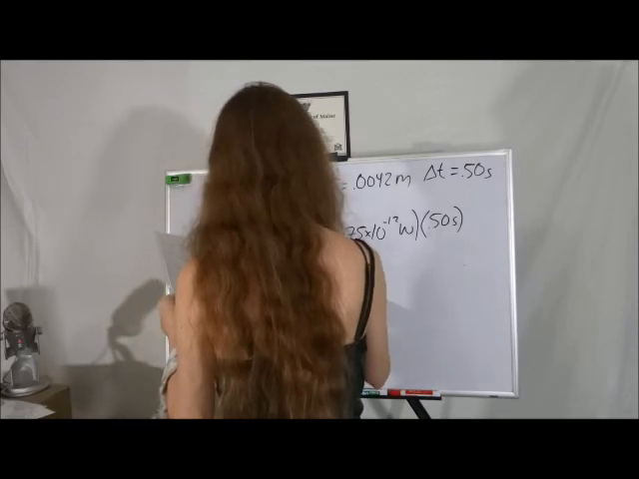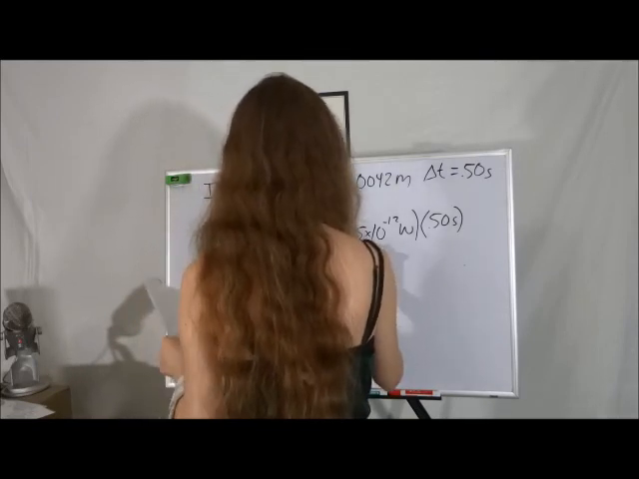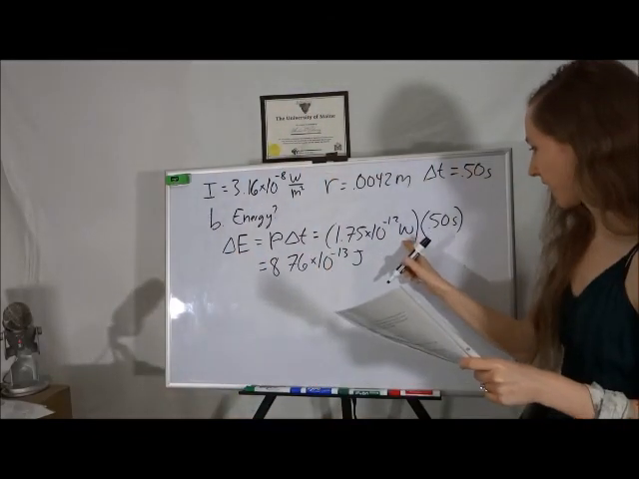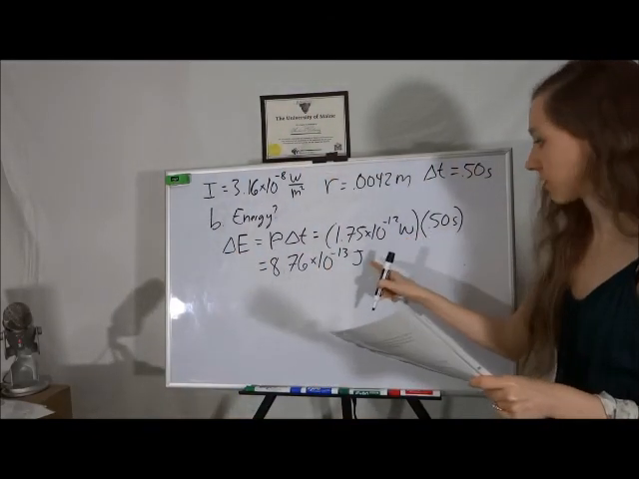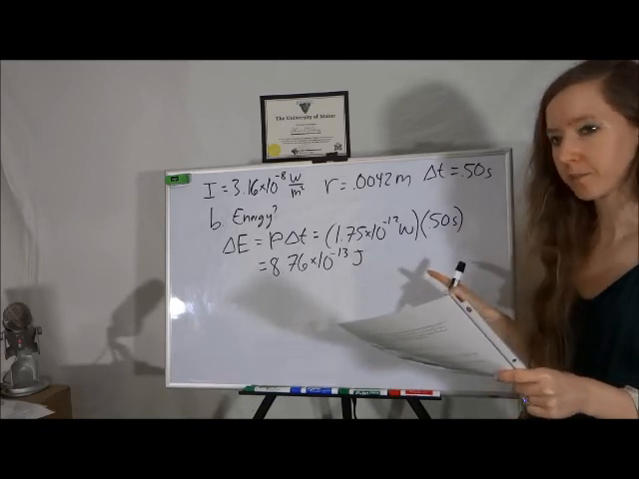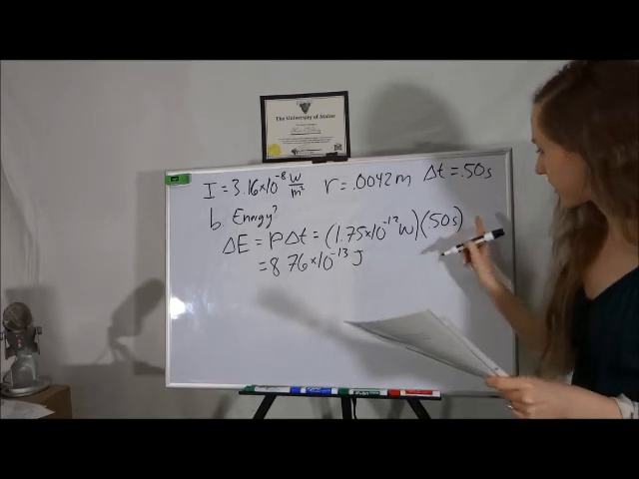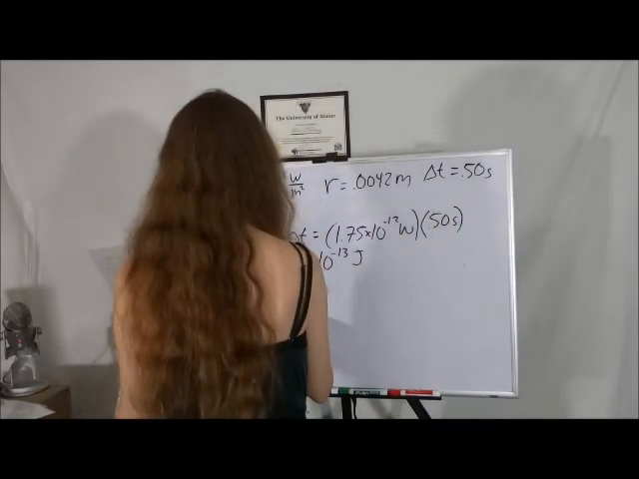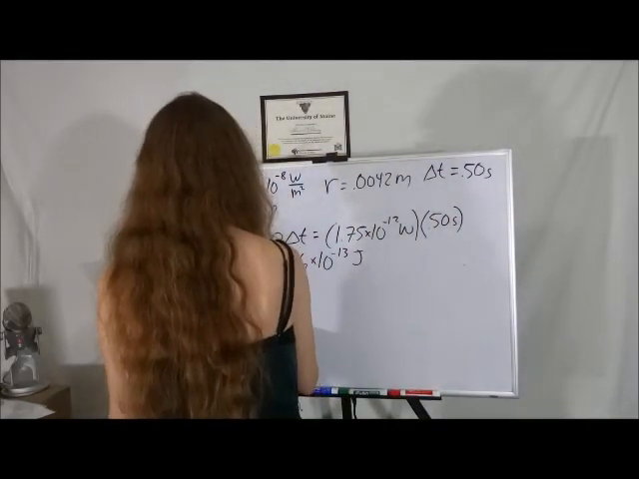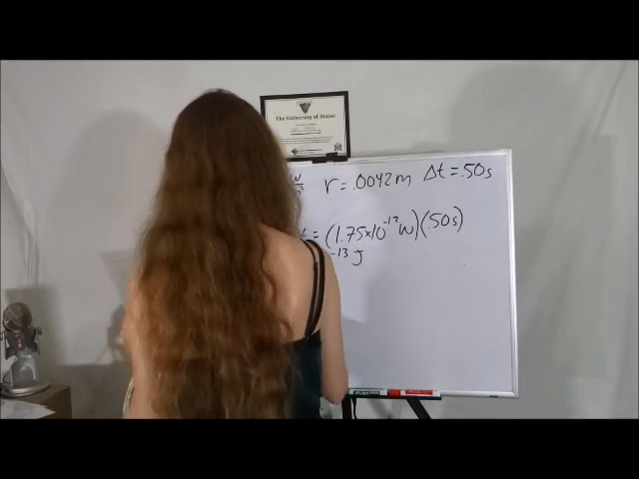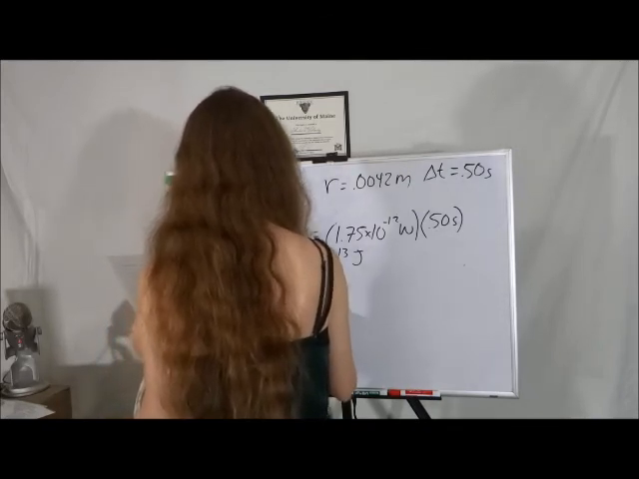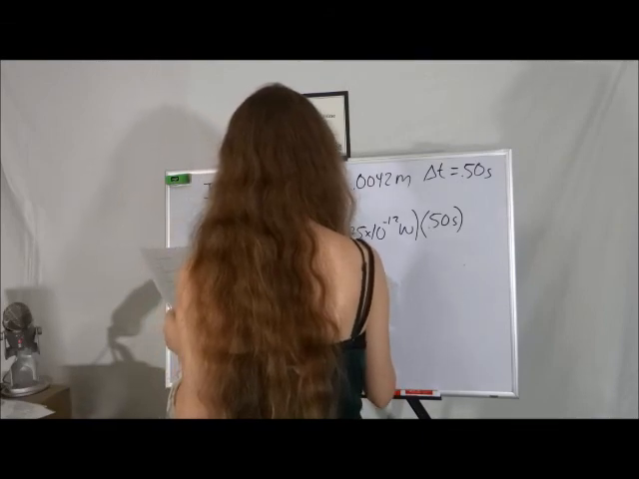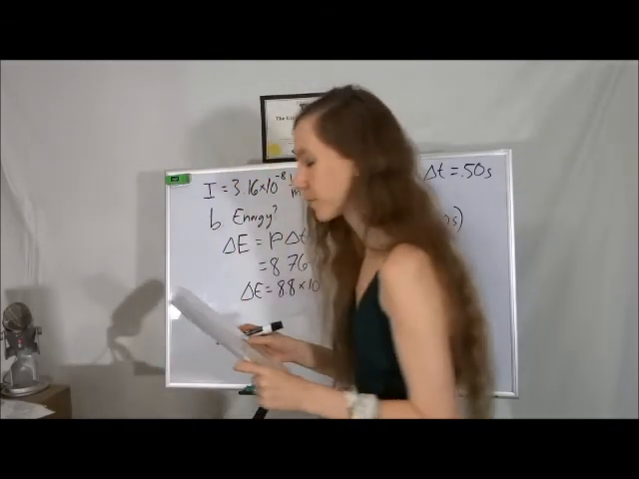8.76 times 10 to the minus 13. And our units are going to be joules. So a watt is a joule per second. We're multiplying this by seconds, so we're going to get units of joules here. Now the last thing we have to consider is sig figs. This one only has 2. So our final answer will be, our energy is equal to 8.8 times 10 to the minus 13 joules.